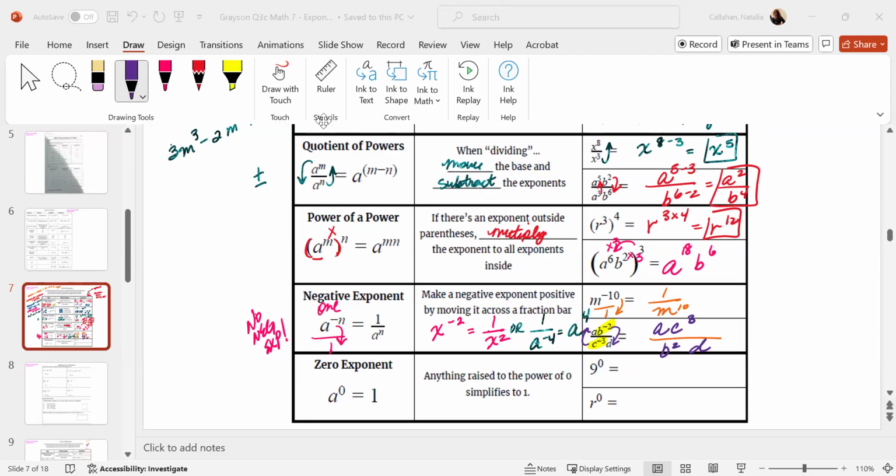Let's take a look at the next one. Zero exponent. Anything raised to the 0 power is not 0, it is 1. It's not 0. A lot of people will say it's 0. That's the biggest mistake. Okay. So 9 to the 0 power, 1. R to the 0 power, 1. It's just 1.